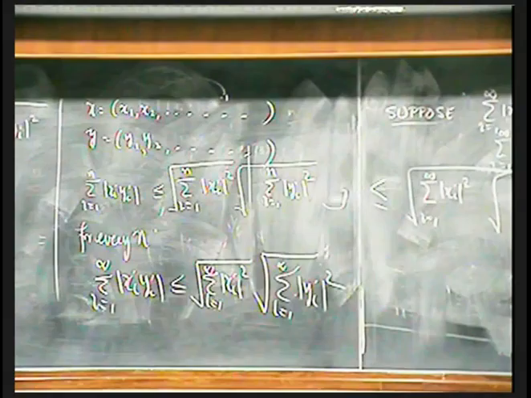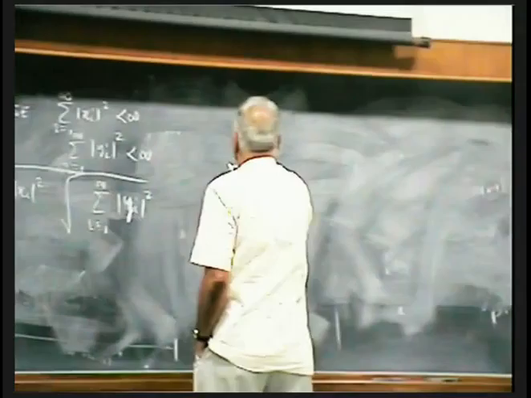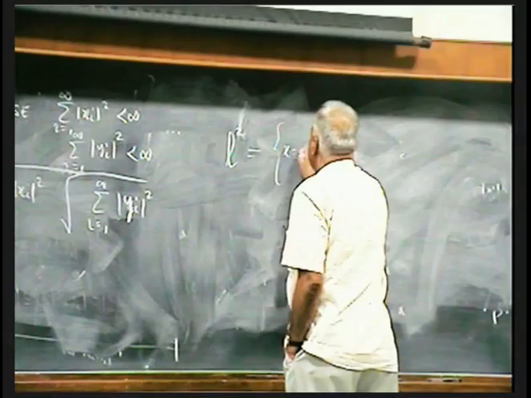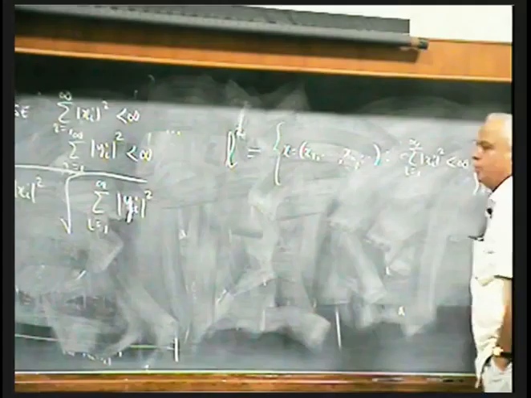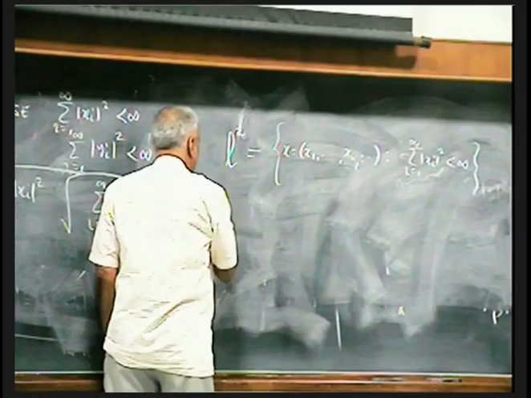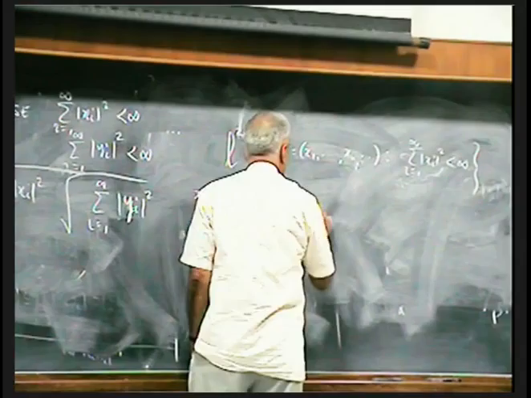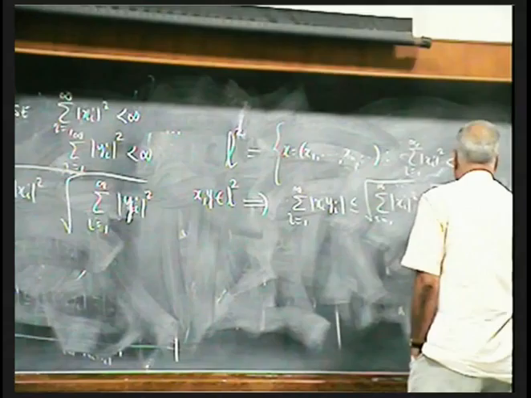So we are going to look at infinite component vectors for which the sum of the squares of the components is finite. These are denoted by L2. L2 is equal to the set of all vectors with infinite number of components such that summation mod xi squared is finite. Look at all those vectors, for this is finite. Then x, y belongs to L2 implies summation i equal to 1 to infinity mod xi yi is less than or equal to the square root of summation mod xi squared times the square root of summation mod yi squared. This is what is known as Cauchy-Schwarz in L2.